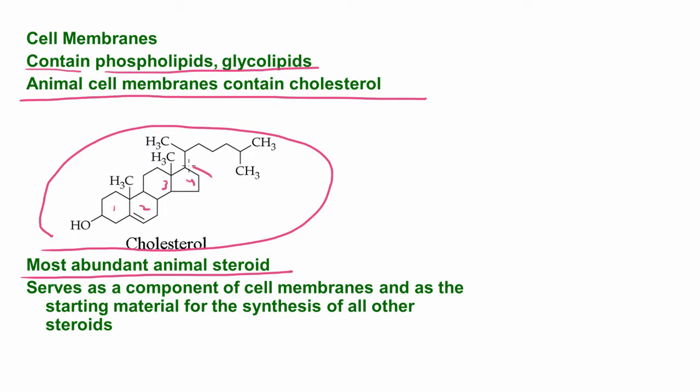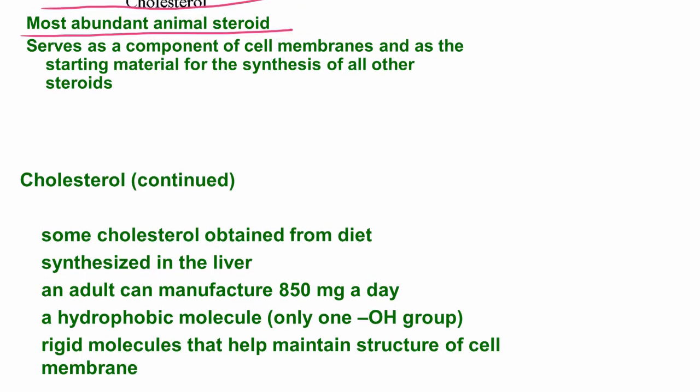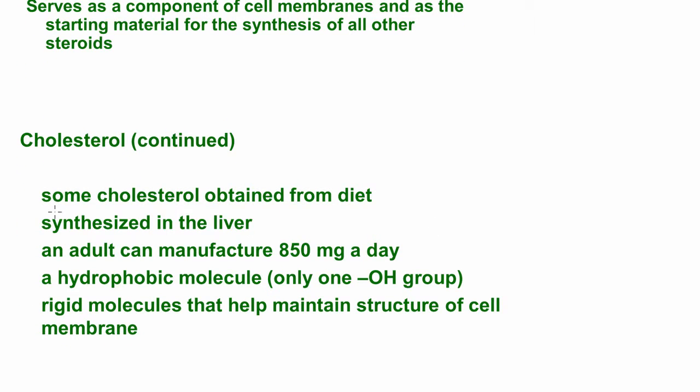So all of the steroids have this basic 4-ring structure, and the other groups coming off of the 4 rings are going to be different depending on the type of steroid. So cholesterol, some of our cholesterol is obtained from the diet. Cholesterol is synthesized in the liver. Again, it's the most abundant animal steroid.